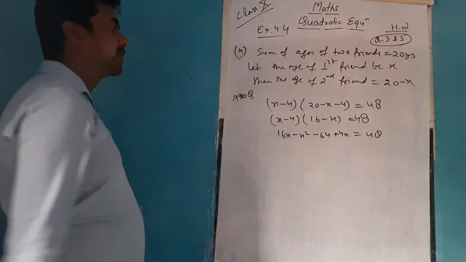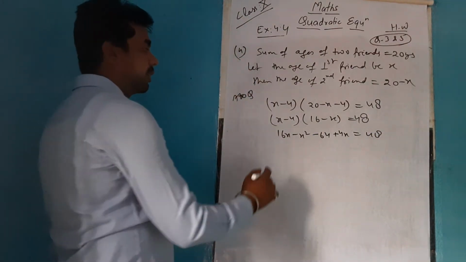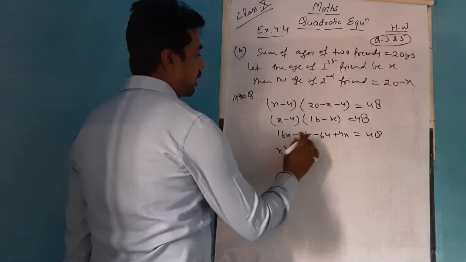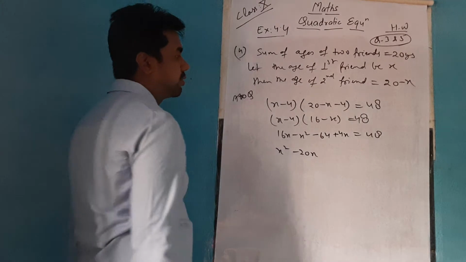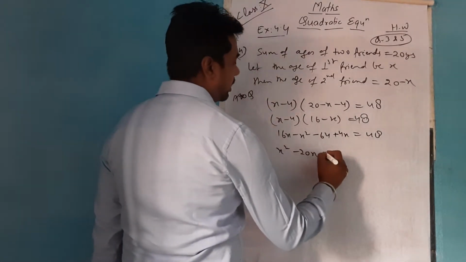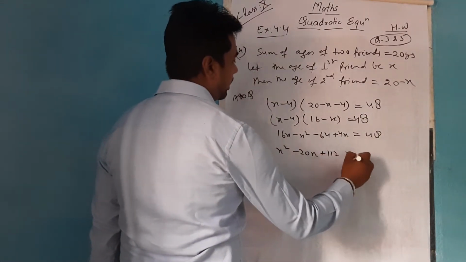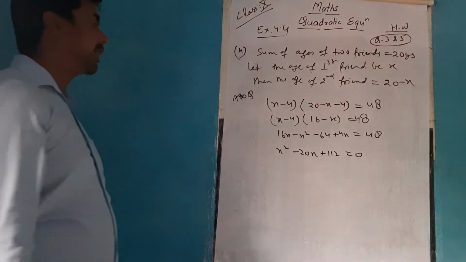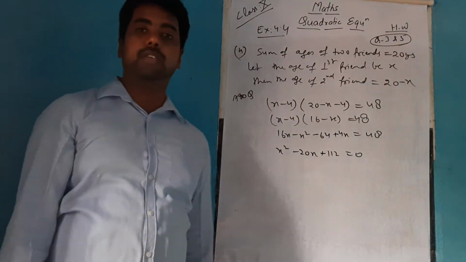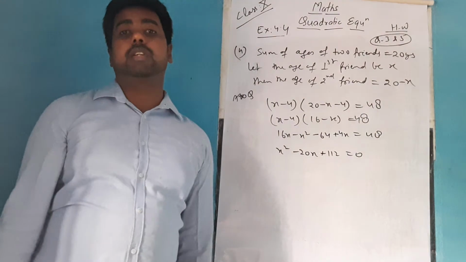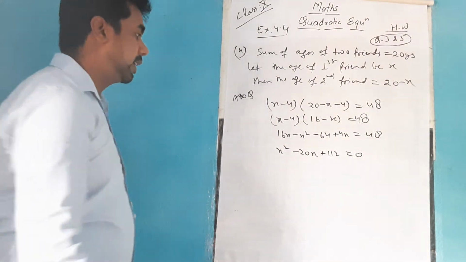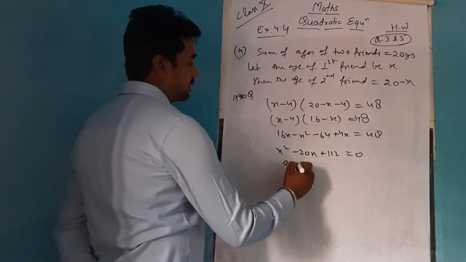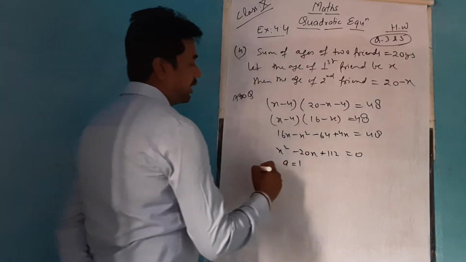Now sending everything to one side and making it quadratic, that becomes x square, minus 16x minus 4x which is minus 20x, and minus 64 going to that side becomes plus 112, equals 0. So this is x square minus 20x plus 112 equals 0. Now you need to see whether it satisfies the given condition or not. So let's find the discriminant.